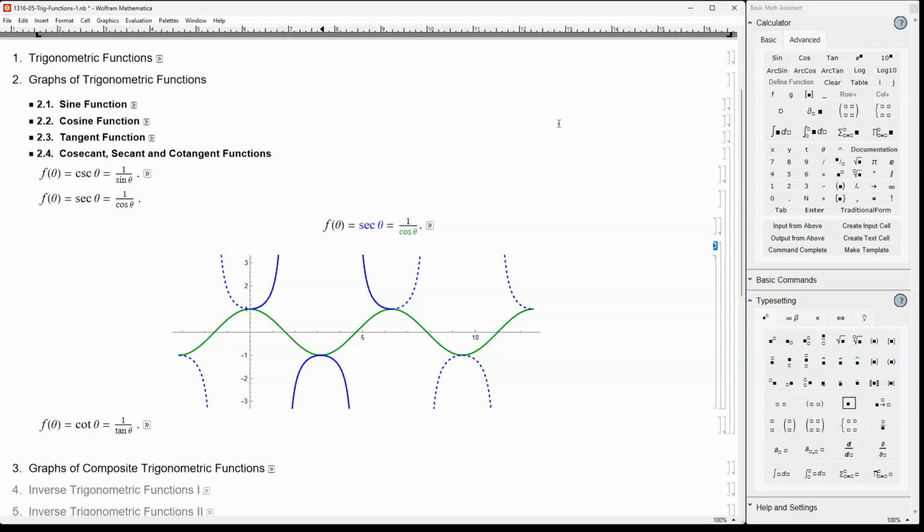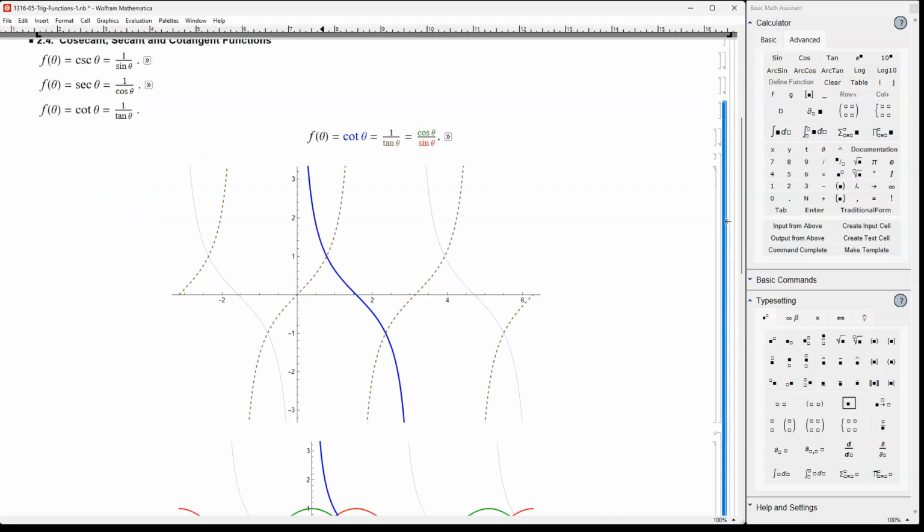Green is the cosine function, and as you can see, maximum 1, minimum negative 1, maximum 1, minimum negative 1, and at those points the secant function and the cosine function touch each other. 1 over 1 is 1, 1 over negative 1 is negative 1. And when cosine hits 0, 1 over 0 is undefined, so we have a vertical asymptote.